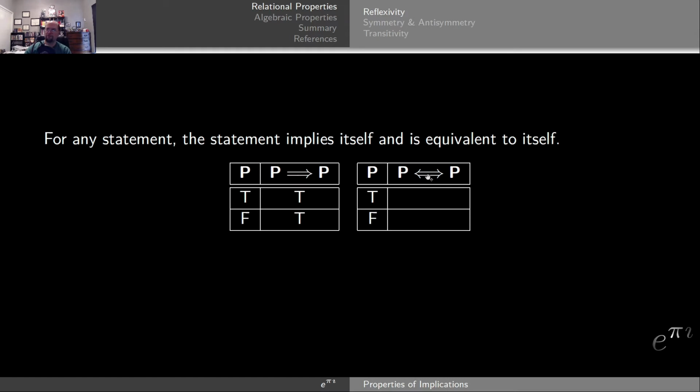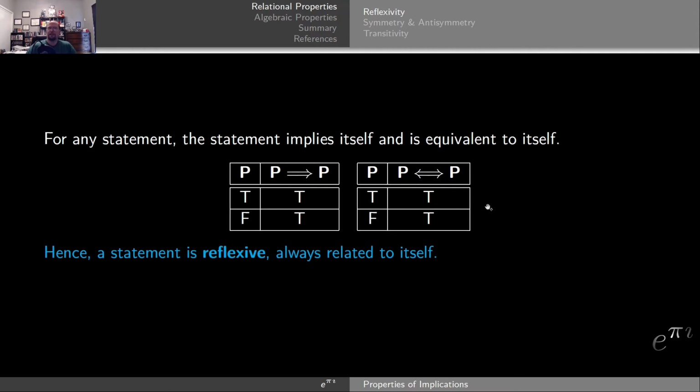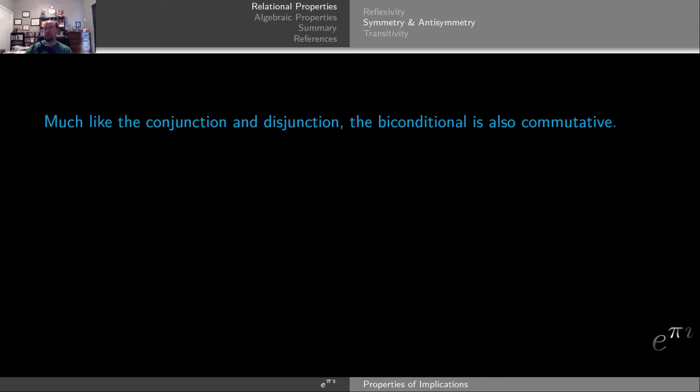Likewise, you can do the same thing for the biconditional. P if and only if P. Well, if P is true, then true if and only if true is a true statement, and false if and only if false is always a true statement also, which yields a tautology. What this basically says is that a statement is reflexive, that is, it's always related to itself, whether by implication or by biconditional.